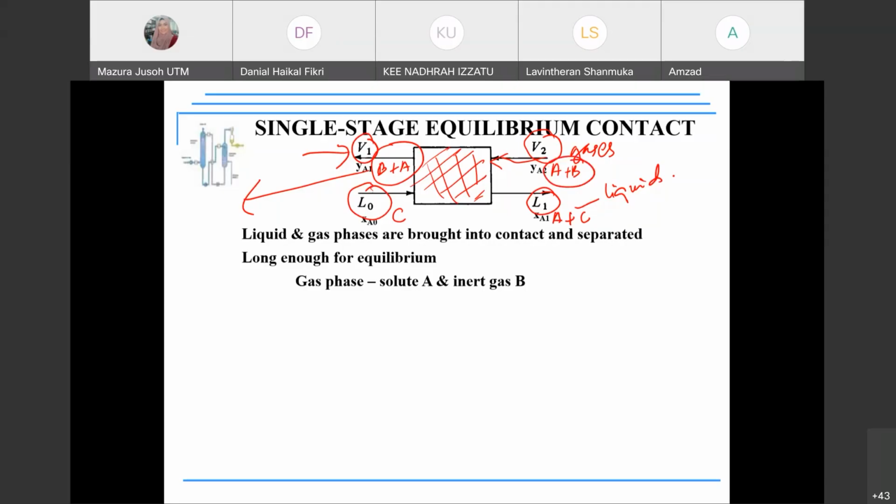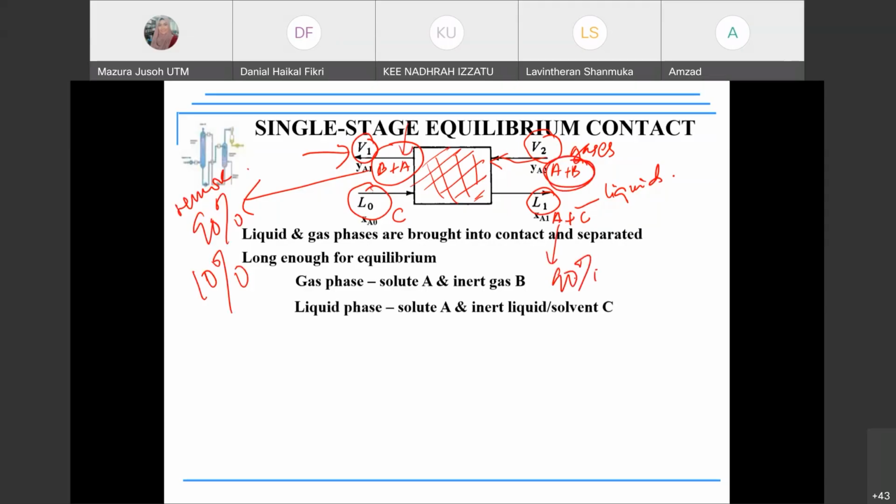Okay, so let's say you want to remove 90% of A from the initial mixture. So the 10% of A is going to be here, the leftover, and the 90% of A is going to be there. Not 90% of the flow rate, but 90% of the initial A that comes in. Okay, so that is when your mass balance is going to be handy for you.